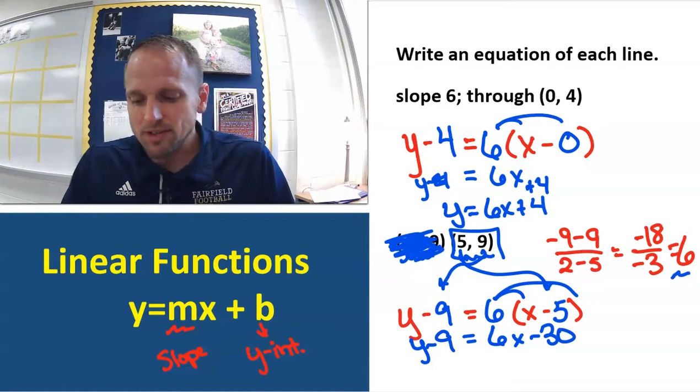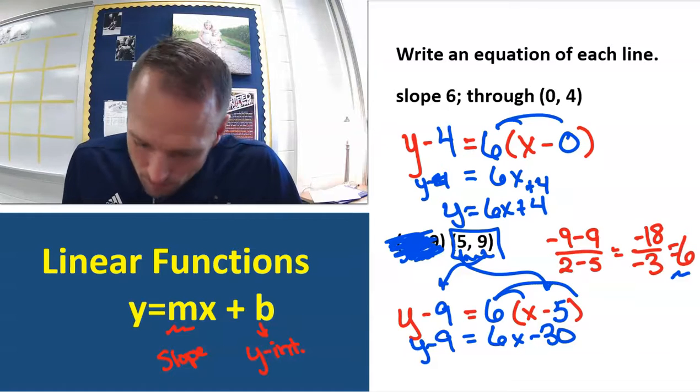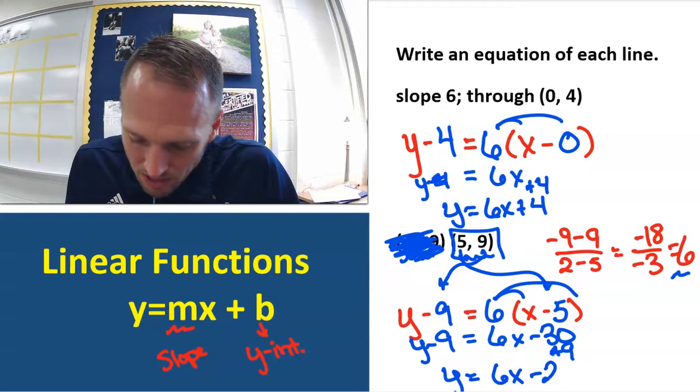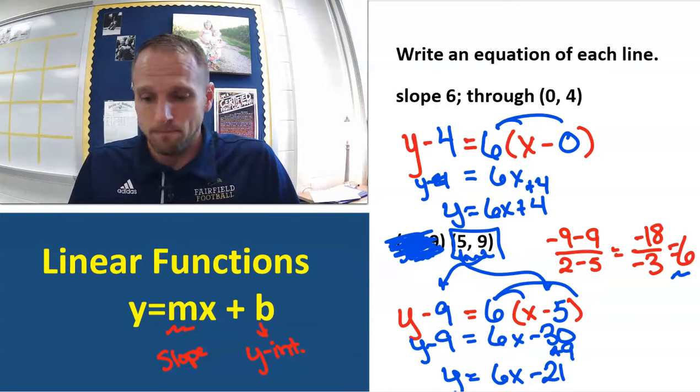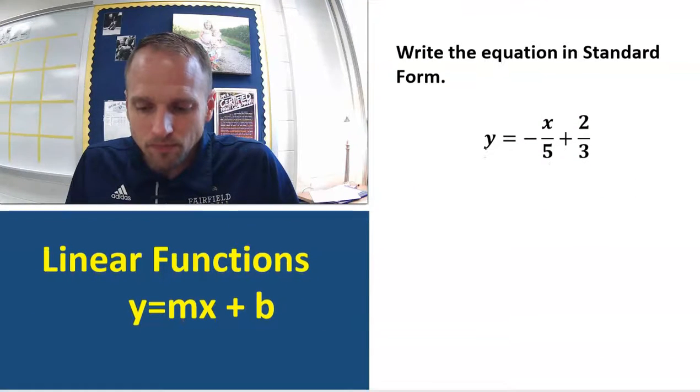And that's what we've got on the left side. All we have to do is add the 9 over. Add the 9 to that. Y equals 6x, and negative 30 plus 9, that's going to be negative 21. All right, let's go to the next problem.